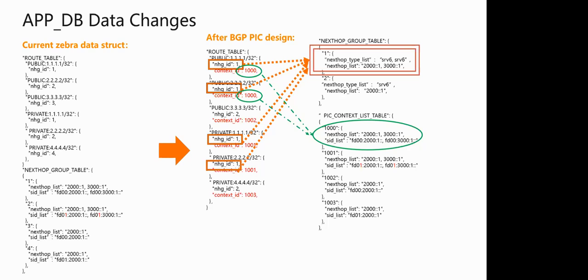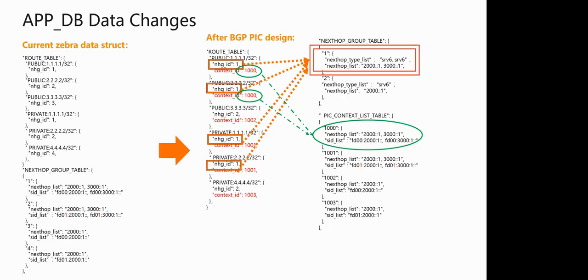On the right side is the desired state that we want to modify in this design. We can see that we extract the SID list information from the original next hop group and store it separately in the PIC context list table. The next hop group now only stores the next hop IP address. Then we add a context ID field in the existing routing table to indicate the corresponding context member for each route.